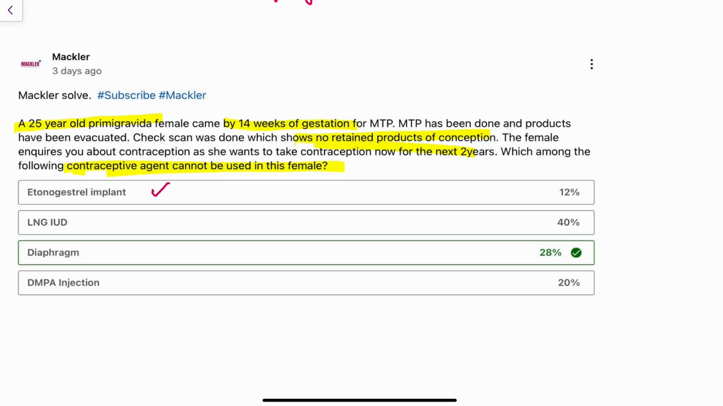The implant is a very small device which releases the hormone and can be implanted in the arm of the female. Yes, it can be implanted in this female after the abortion also. There is no risk, right? Levonorgestrel containing intrauterine device: yes, you can very well insert it because there is no retained product of conception inside, right? Depot medroxyprogesterone acetate injection: yes, very well you can get the injection done.